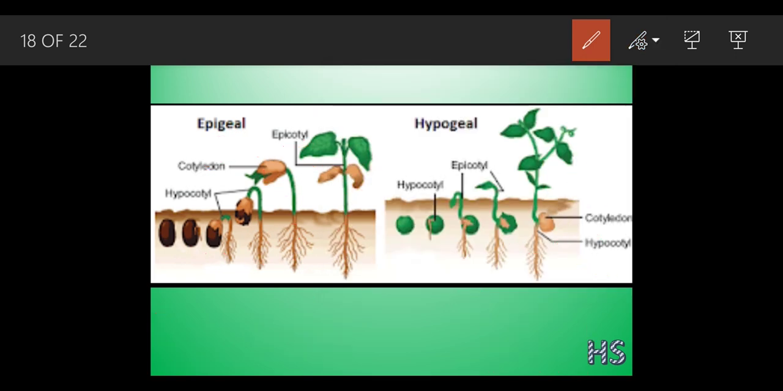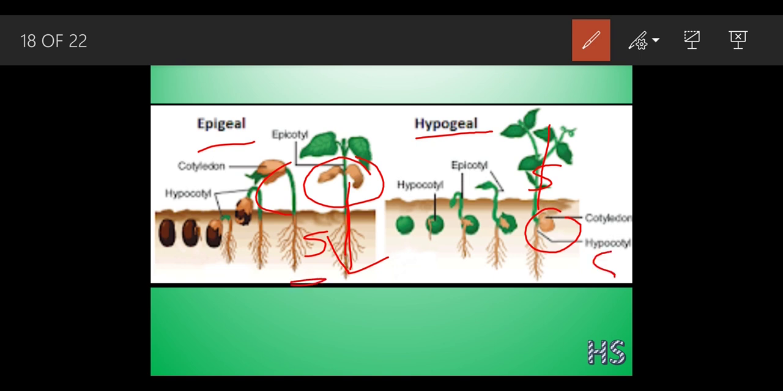In hypogeal germination, the cotyledons remain in the ground, and the shoot system elongates. In epigeal germination, the cotyledon is pushed above the ground. See, it has been pushed, so that is why this cotyledon has come up, and the shoot system is below this part. So here we can see the cotyledon is above and the shoot system is down, and here we can see the cotyledon is down and the shoot system is up.